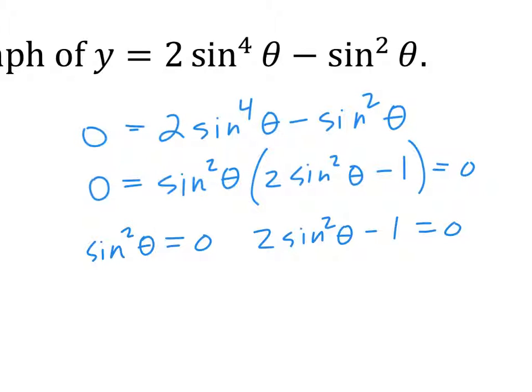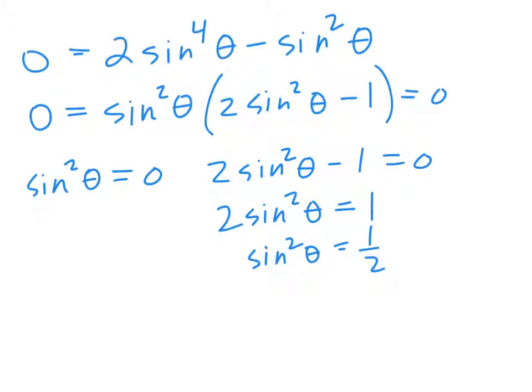What should we do? What's the first step? 2 sine squared minus 1 equals 0. Add 1, good. 2 sine squared equals 1. People in the middle, help me here. What should I do next? Okay, good. Divide by 2. Sine squared equals 1/2. What's the next thing I do?